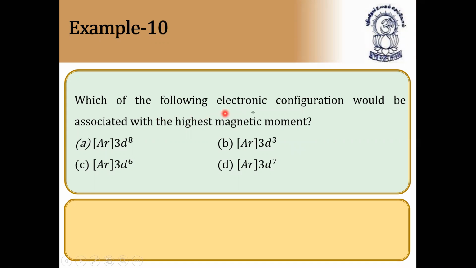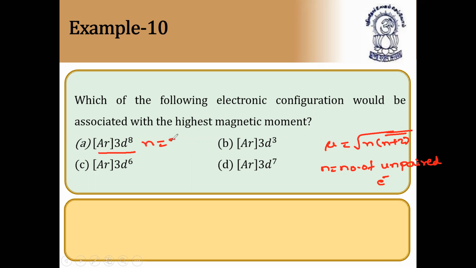Which of the following electronic configuration would be associated with the highest magnetic moment? So another part, magnetic moment. How will you calculate magnetic moment? Mu is equal to root of n into n plus 2, where n is equal to number of unpaired electrons. So whichever is having maximum number of unpaired electrons, that is the answer. Luckily for us, they are given directly. A, 3d8.